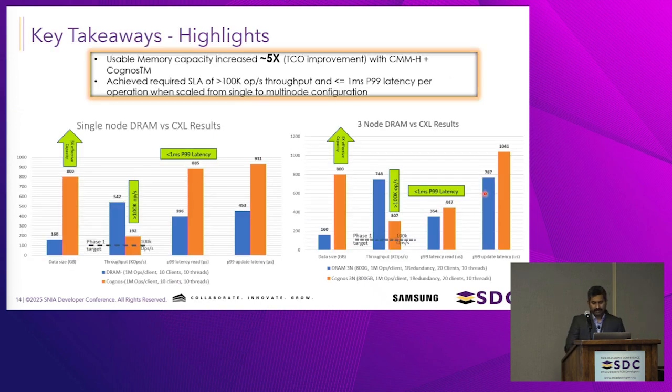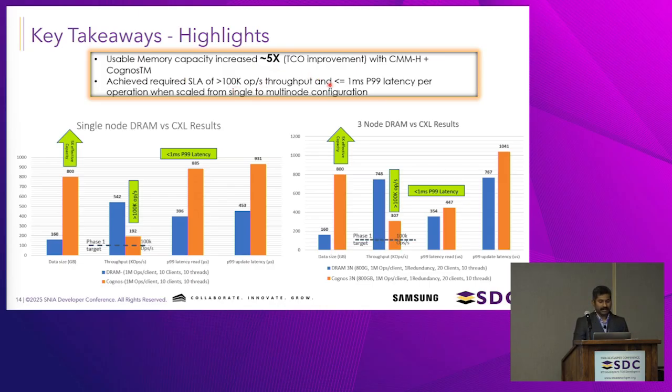So the key takeaway here is definitely you can see, I'll take single node first and then go to the multi-node, the 3-node cluster. You can see clearly that the data size which we were able to run is 5 times more than the baseline which does not have the CXL, right? So the direct benefit, which is directly reflecting to the TCO, is the 5x improvement which we have got.